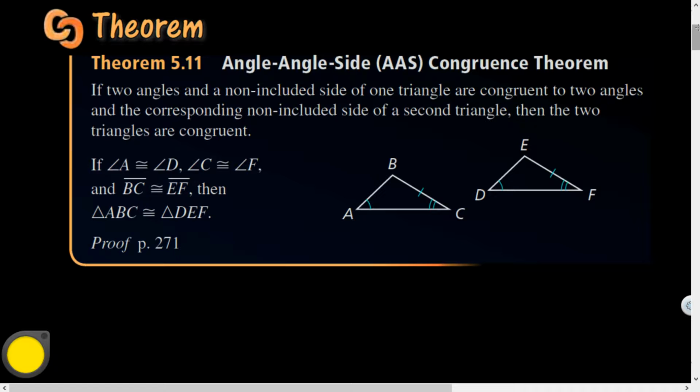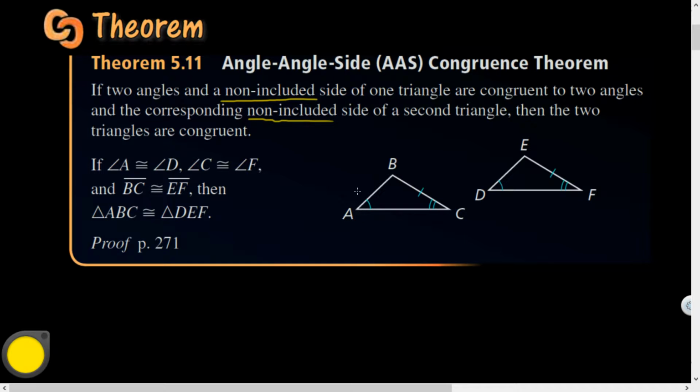Now check this out. Wow, if you were worried about those other sides not feeling included, guess what? You're in for a treat. Angle-Angle-Side. If two angles and a non-included side of one triangle are congruent to two angles and the corresponding non-included side of a second triangle, then the two triangles are congruent.